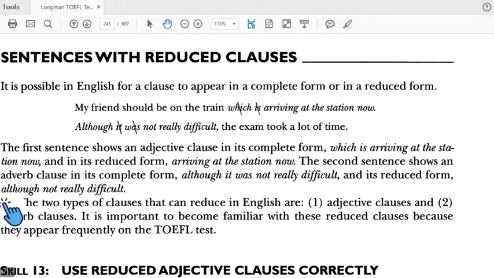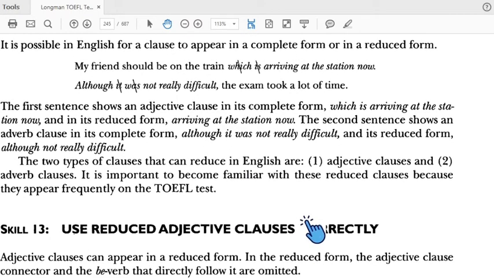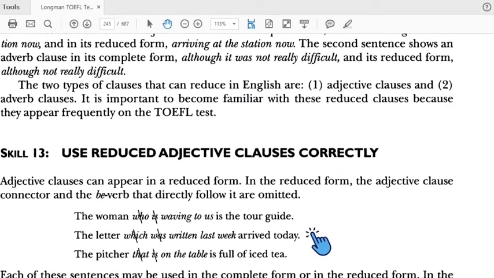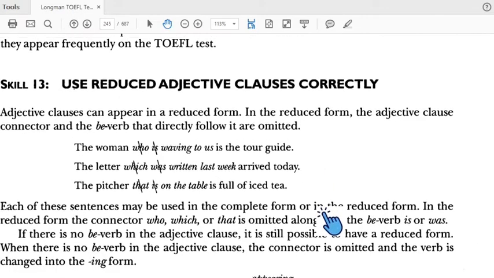Okay, there are two types of clause that can be reduced in English: number 1, adjective clause; number 2, adverb clause. It is important to become familiar with reduced clauses because they appear frequently on the TOEFL test. So only focus on adjective clauses and adverb clauses, only two. As we know there are many clauses in English, but in the TOEFL we only focus on these.